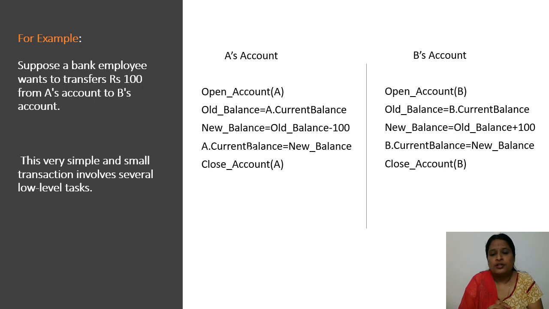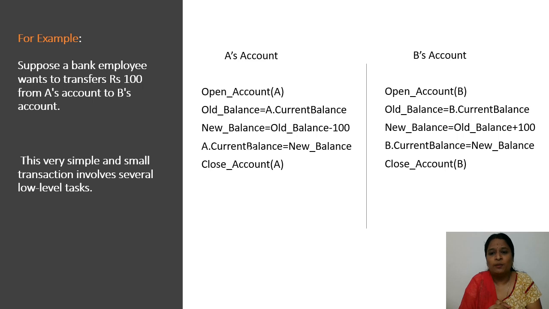The amount, that is ₹100, is reduced from A's account and stored in a new variable called new balance. Again it is a temporary variable. That new balance variable is assigned to A's current balance. Then the account of A should be closed. So far half of the transaction is over. That is, we have reduced the amount from A's account. The next step, we need to add the amount to B's account.